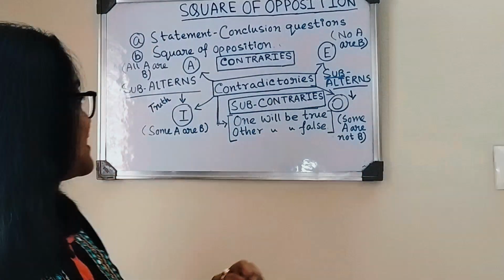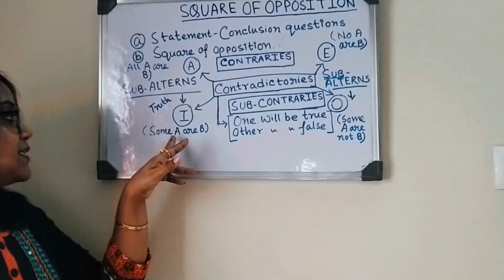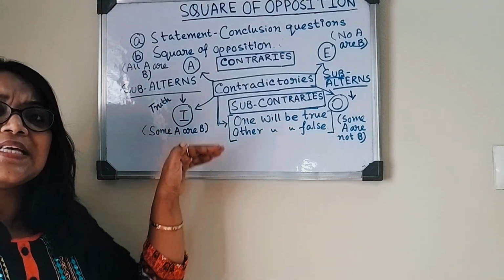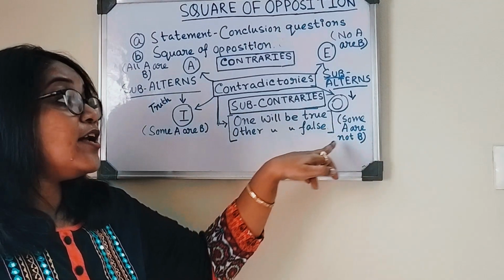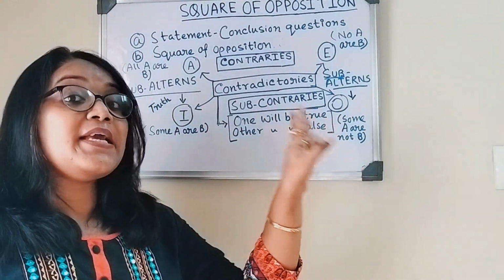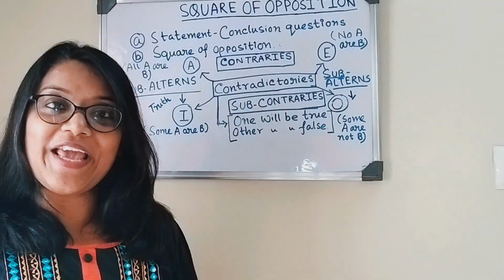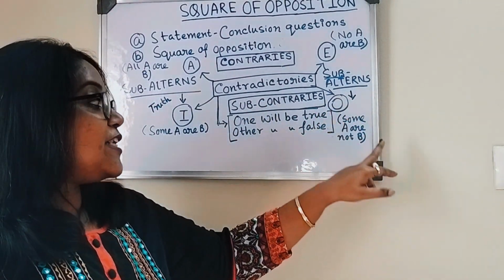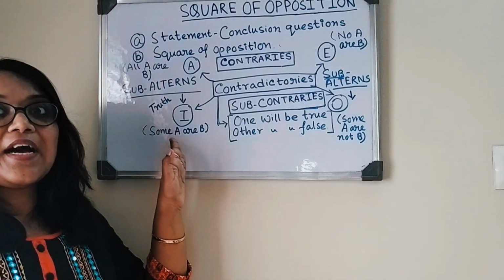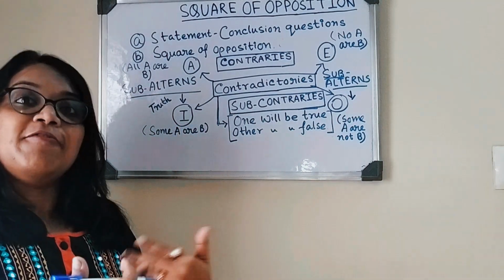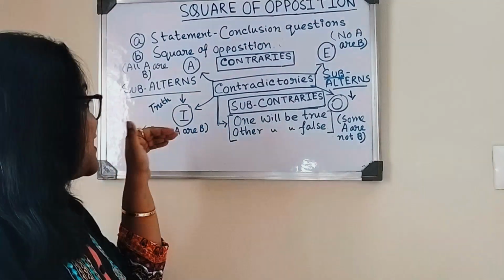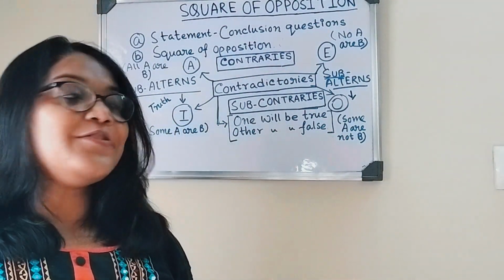For example, we can say I type of statement basically indicates some A are B. So if some A are B is false, then some A are not B, the O type of statement, will be definitely true. Okay. But if the O type of statement is true, then the I type of statement, that means some A are B, will be false or true. So nothing can be said about the I type of statement. So I think this is clear.